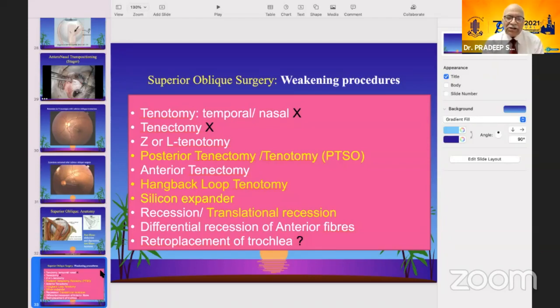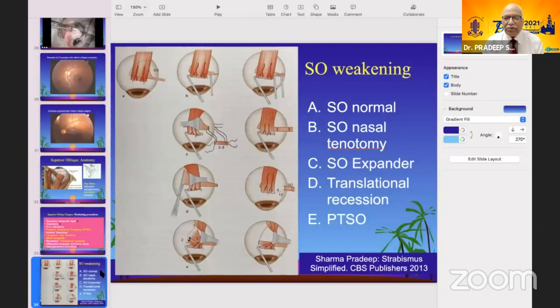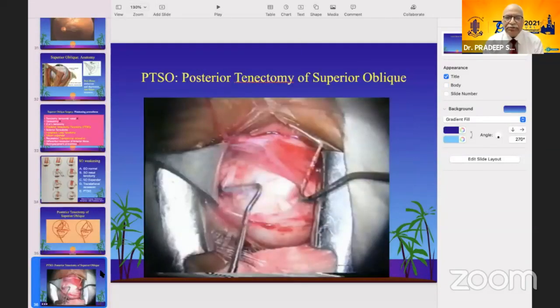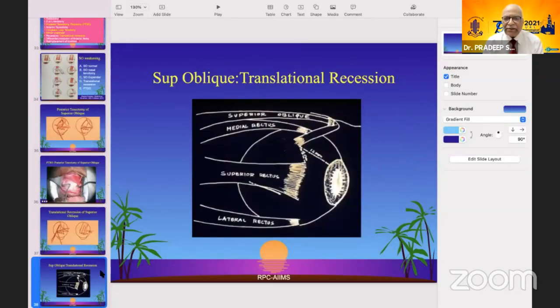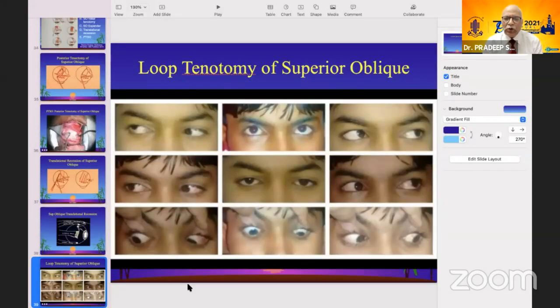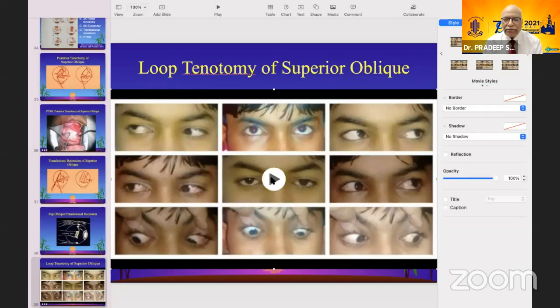The more common procedure, which nowadays I'm doing for a Brown syndrome to weaken the superior oblique, is a hangback loop tenotomy. The silicone expander also I have used earlier, but I find this puts a problem in that you may have a fibrosis in that area. So I have stopped doing the silicone expander as much, and hangback loop tenotomy is the preferred procedure nowadays that I do. The posterior tenectomy and translational recessions, you have all seen them. They have been done in the past. The loop tenotomy, I'll just show you a video.